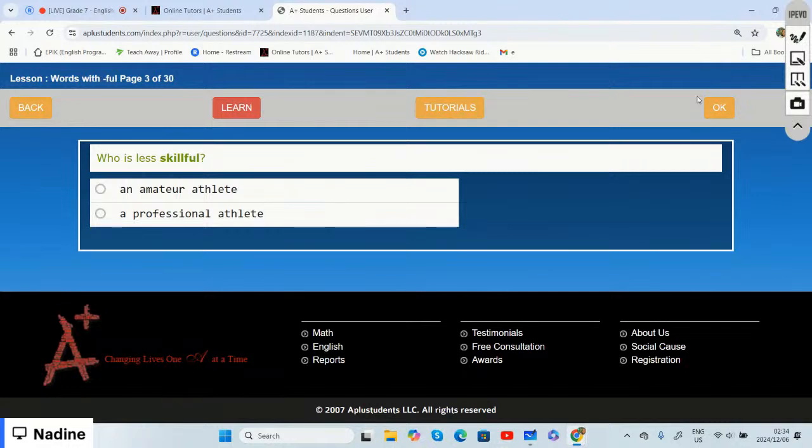Who is less skillful? Less skillful. Is it option one, an amateur athlete, or option two, a professional athlete? So, who is less skillful? Less skillful.